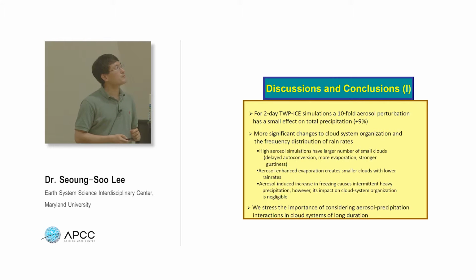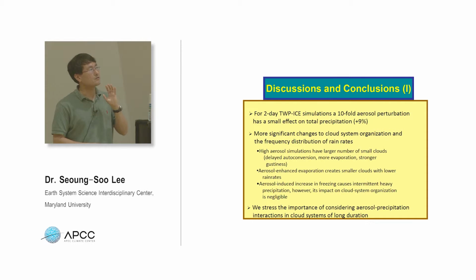All right, so let me summarize this part of the presentation. For 2-day simulations, a tenfold aerosol perturbation has a very small effect on total precipitation amount. However, we find more significant changes to cloud system organization and the frequency distribution of rain rates. High aerosol simulations have a larger number of small clouds producing lower rain rates, through development of more evaporation and a stronger gust front. It is also found that the aerosol-induced increase in freezing causes intermittent heavy precipitation. However, its impact on cloud system organization is negligible.